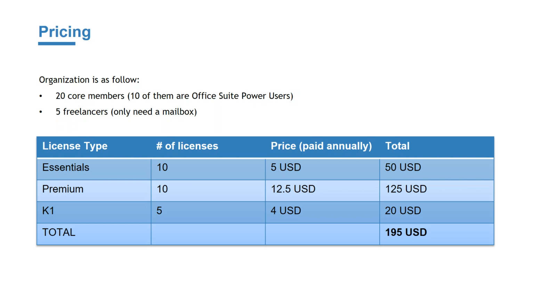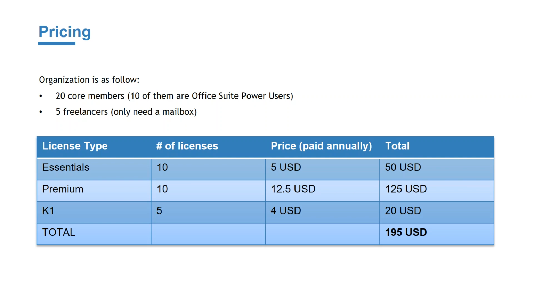What I would typically do is, because 10 of them are really power users, they are going to need the Office Suite on top of all of the other Office 365 products that are available with the business subscription. So I'm going to add them to the premium licensing. 10 of them will be under the premium licensing, and that will be $12.50 USD per month if you pay annually. So that comes up to a total of 125 USD.